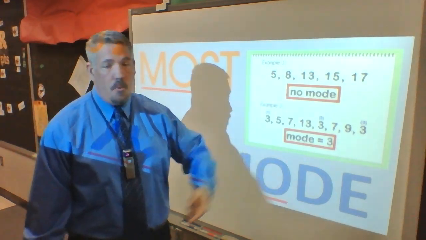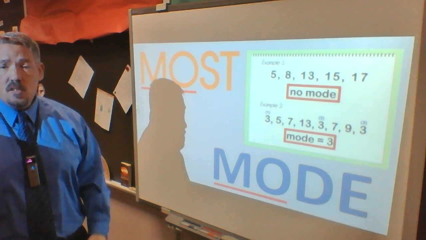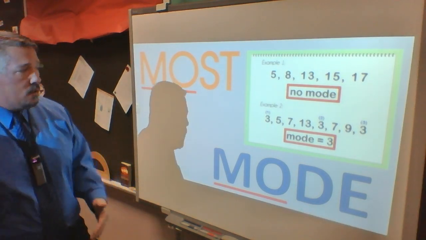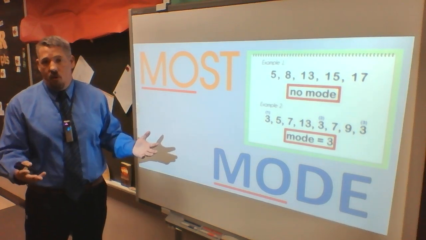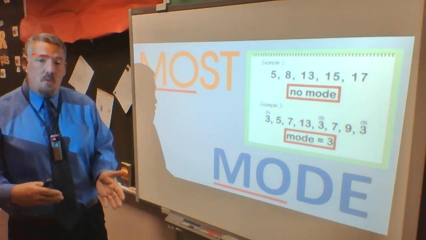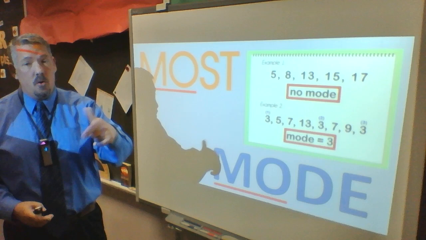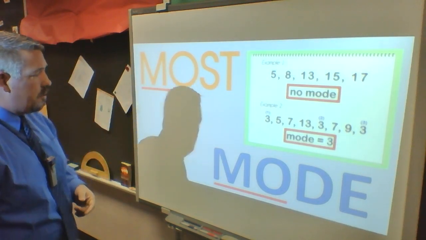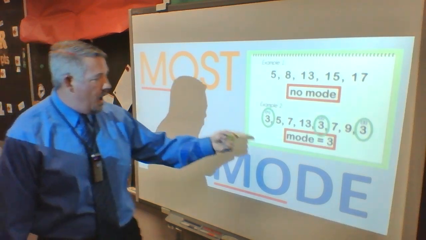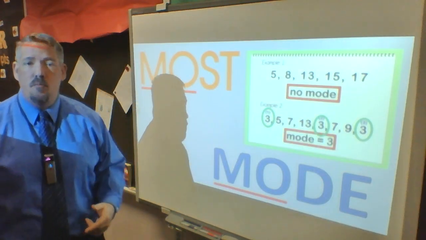When I look at example 1, there isn't one. They're all there. So we're going to be talking about how there's just simply no mode. I can't have a mode. But could I have more than one mode? I could have more than one mode, and we'll see that in the review questions. But on this one then, for the example 2, when I look at it, I see that I have 3 of the exact same number.